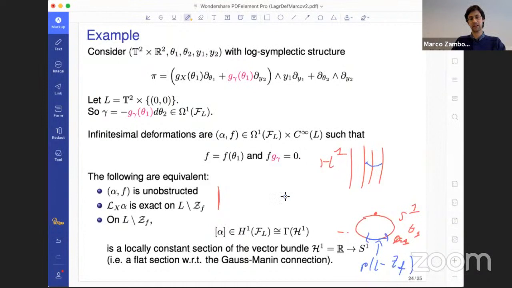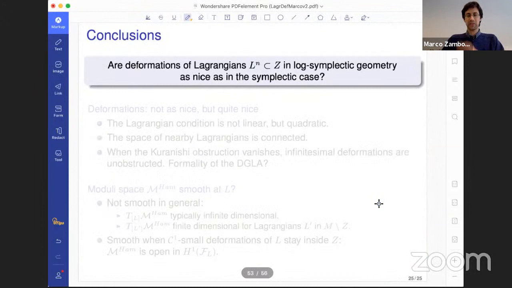And what I said here actually holds not only in this example, but for every case in which the Lagrangian L fibers over S1. And then this statement is to be interpreted in terms of the Gauss-Manin connection for this vector bundle. So give me 30 more seconds to discuss the conclusions.